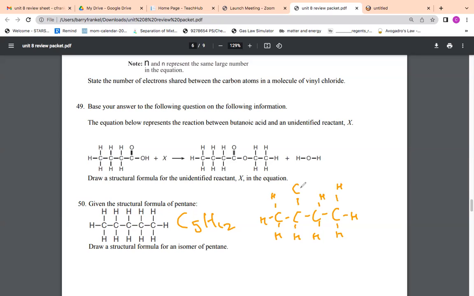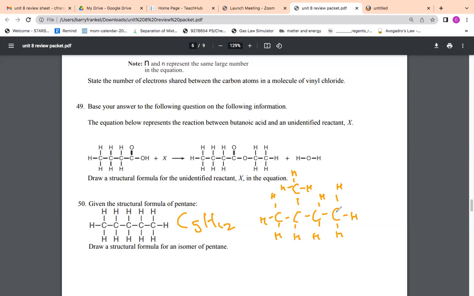And guys, a good way to know that you actually have drawn an isomer, make sure the stuff is the same. I've got 1, 2, 3, 4, 5 carbons, and I have 1, 2, 3, 4, 5, 6, 7, 8, 9, 10, 11, 12 hydrogens. That works. You want to make sure that the structure is different. A good way to tell is to try and name it.